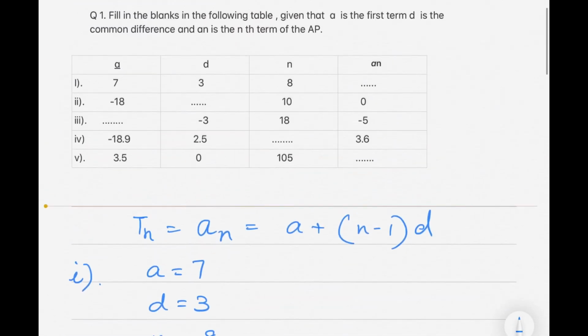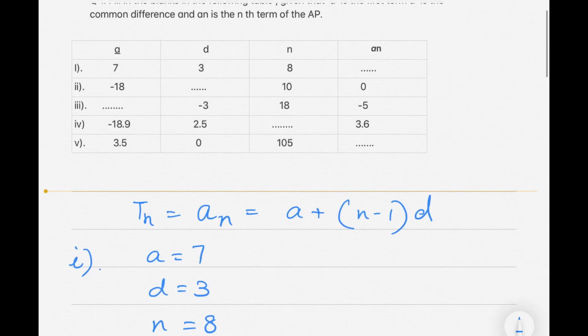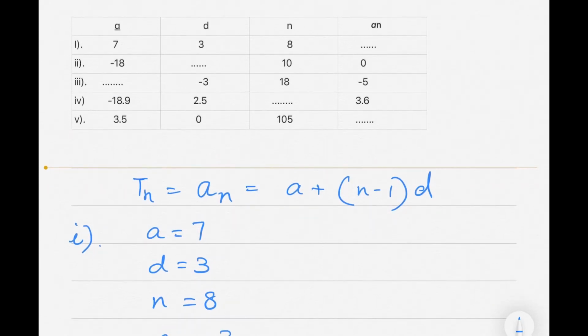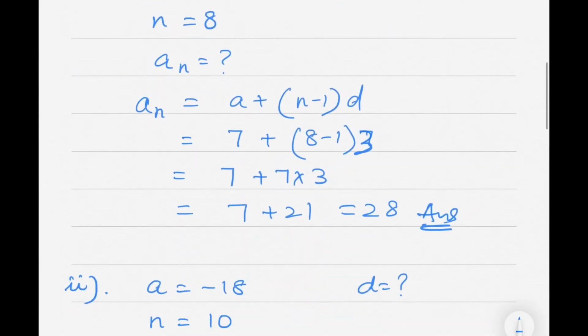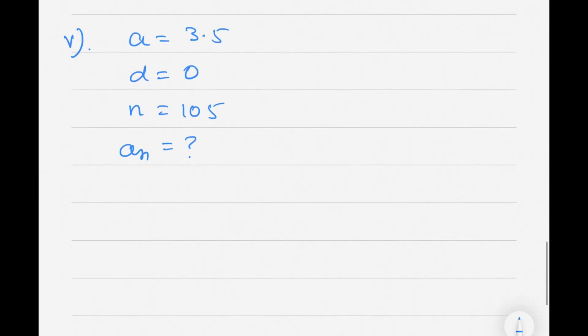So the fifth part says my a is 3.5 and d is 0 and n is 105, and I have to find the an. Okay, let's write down all the values first. So my a is equal to 3.5 and d is equal to 0, n is equal to 105 and an I have to find out. So again the same thing, I have to write down my formula first.